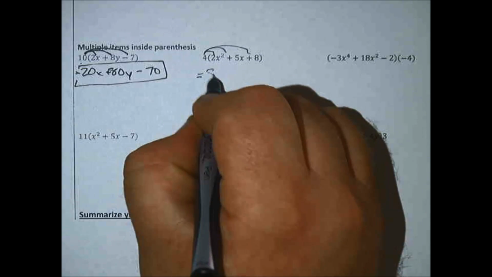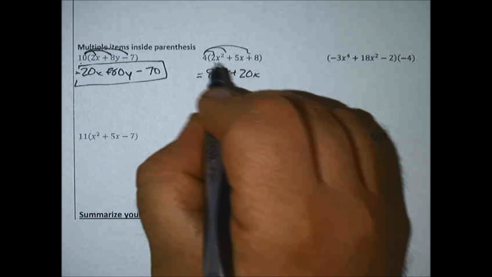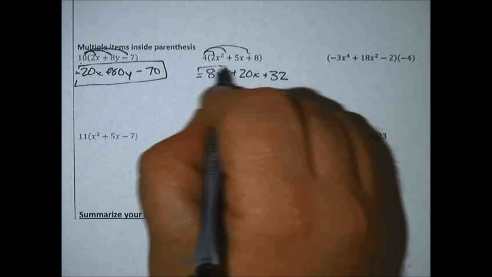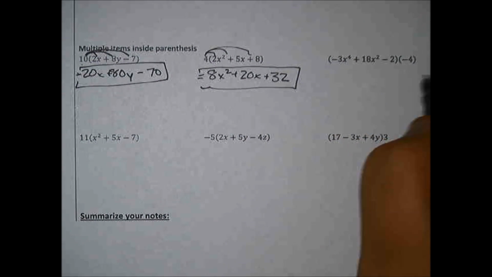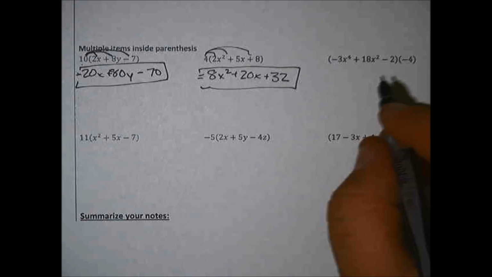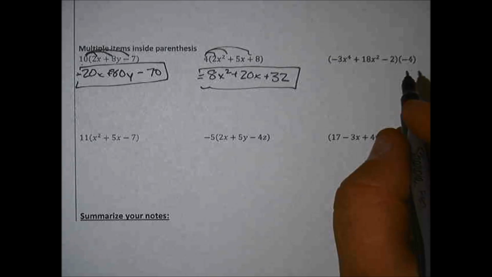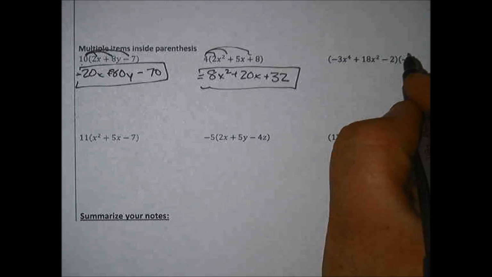Alright, so again, we're just distributing that 4 in there. 4 times 2 is 8x squared. 4 times 5 is plus 20x. And 4 times 8 is plus 32. That's all we got to do. Alright, you can either flip that -4 to the other side or just leave it where it's at. It doesn't really matter. Kind of a dealer's choice situation there. I'm going to leave it there for this one.